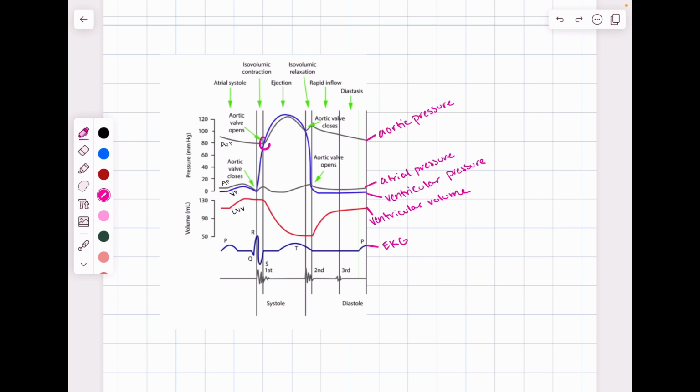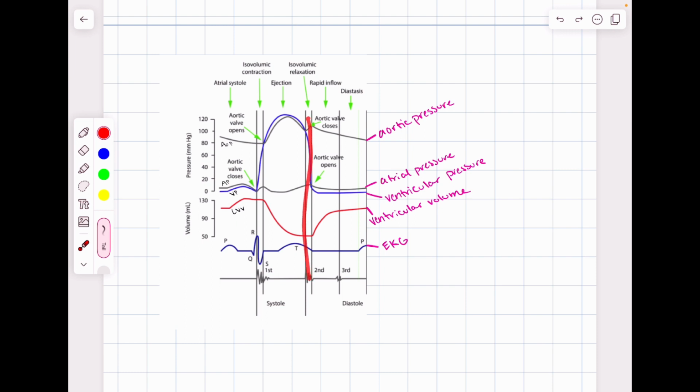So that's actually when we see the aortic valve open right there with that arrow, and the aortic pressure goes up. And the ventricular volume is going to decrease as the blood leaves the ventricle and goes out to the rest of the body. So the next phase is going to be isovolumetric relaxation.